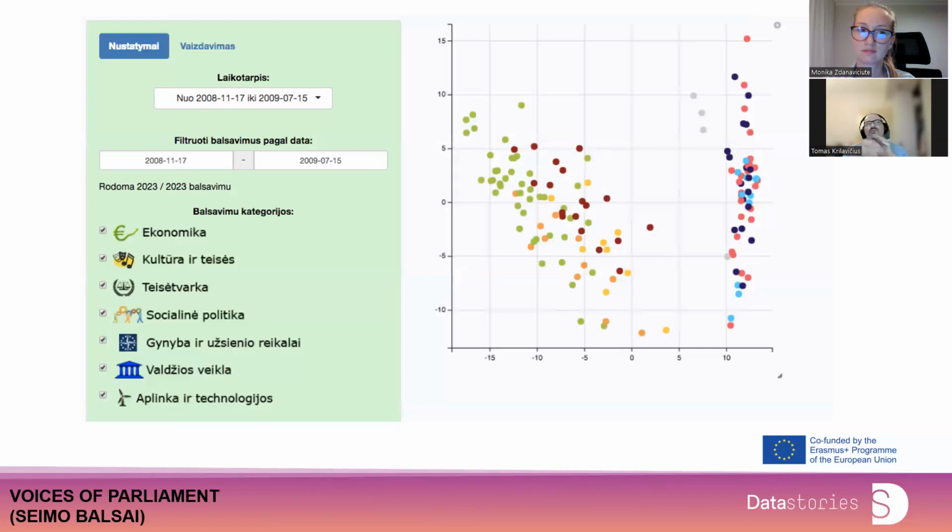And actually, it could be used for very different data. So again, this example is from political analysis. It's a visualization of Lithuanian parliamentary voting. So it's, let's say, kind of historical data. The period is from 2008 to 2009.